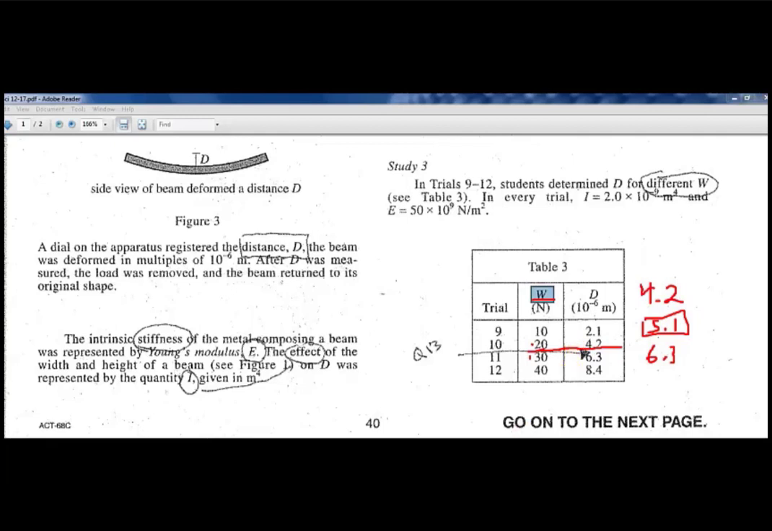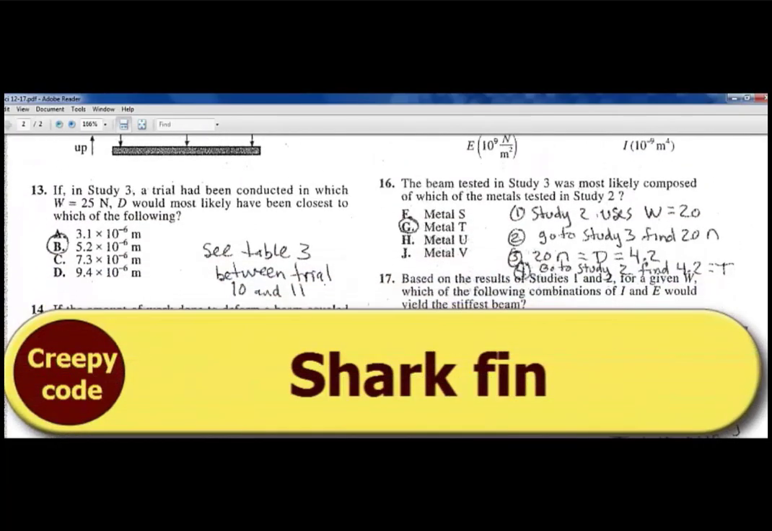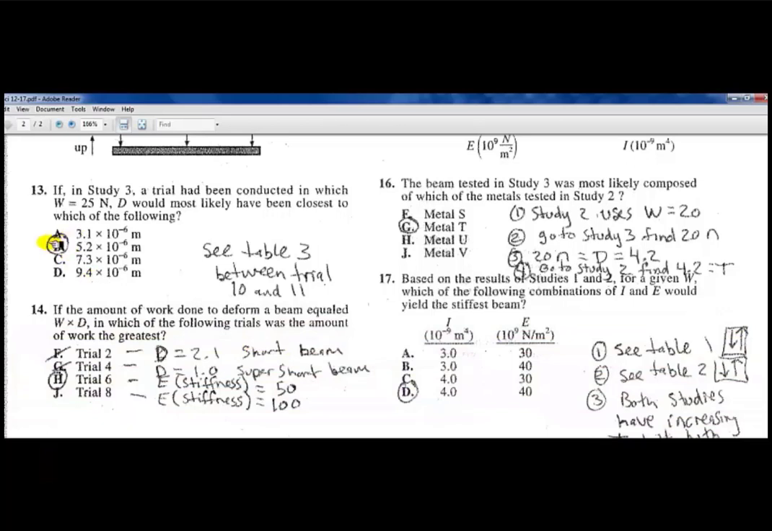We previewed our answer. We go back to the question and look for an answer that says right around 5 times 10 to the negative 6. We scroll on down, and there it is right there. 5.2 times 10 to the negative 6 meters. 13, guesstimation.